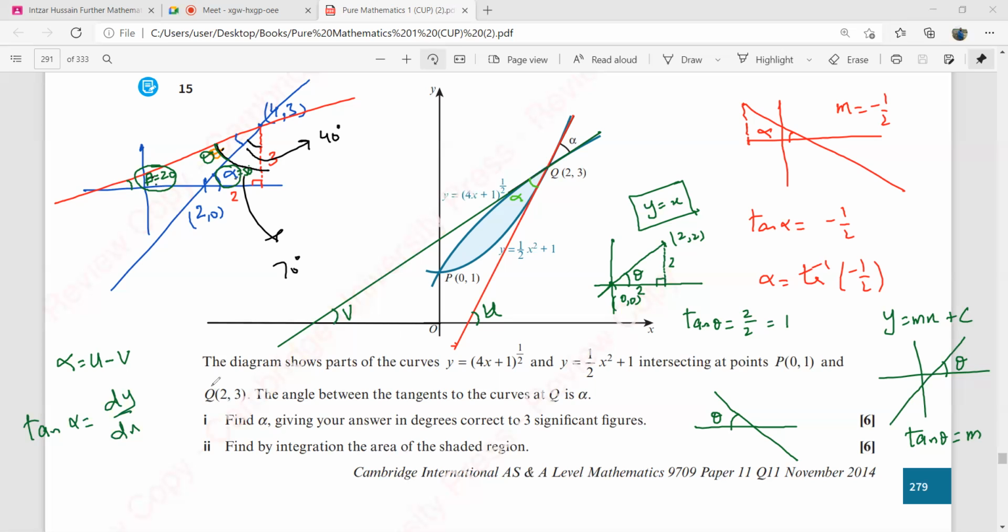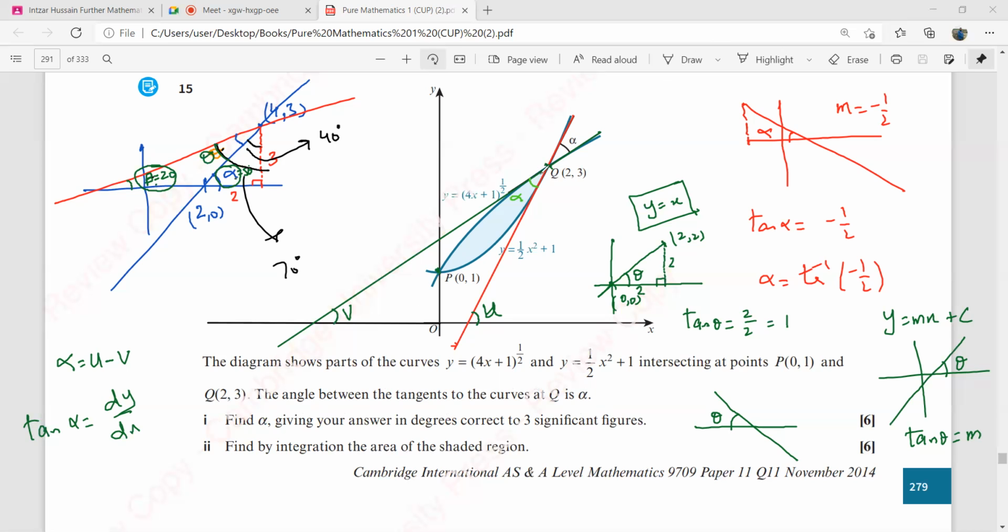Now coming to question number 15 over here, it says the diagram shows parts of the curves intersecting at the point P. So here is the point P, and here is the point Q. These two curves are intersecting at the points P and Q. It says the angle between the tangents to the curve at Q is alpha. So we will find this alpha, giving the answer correct to three significant figures.